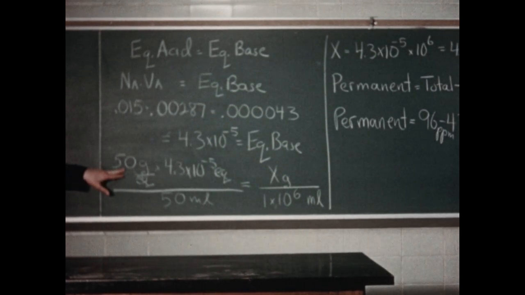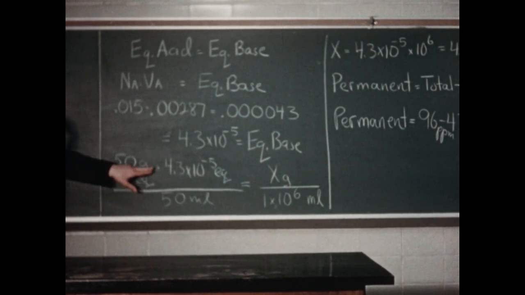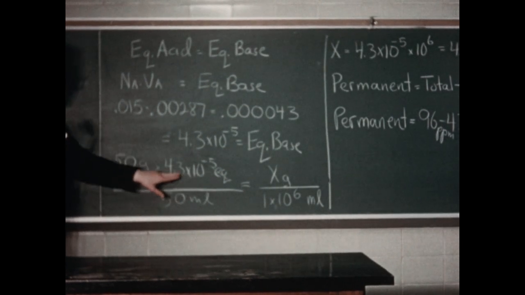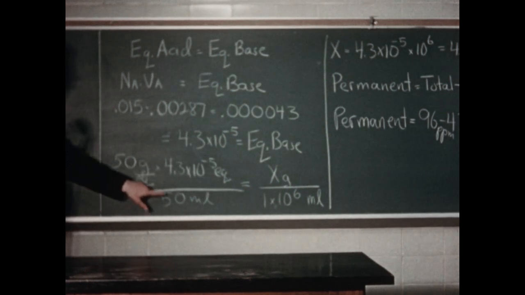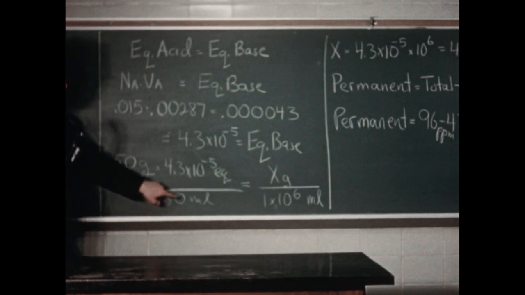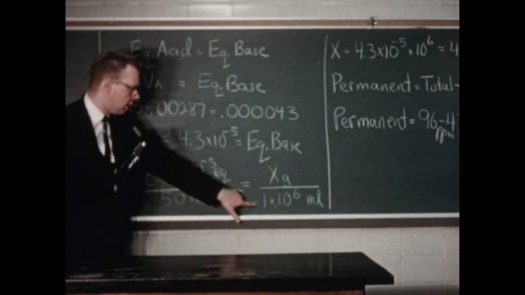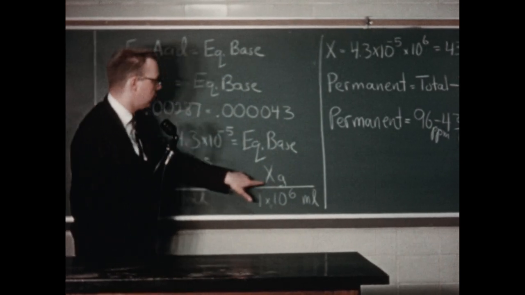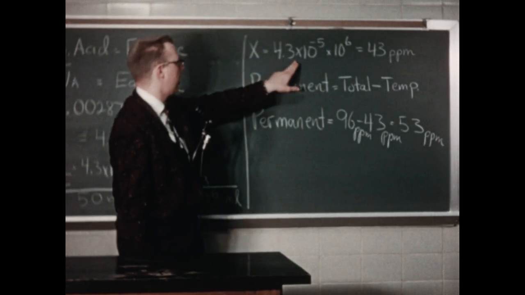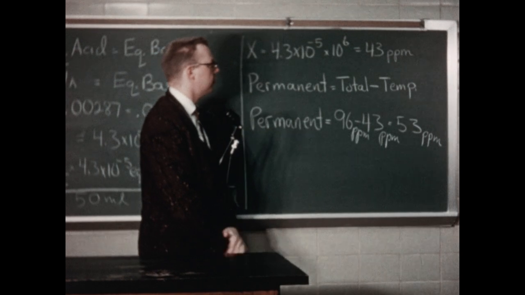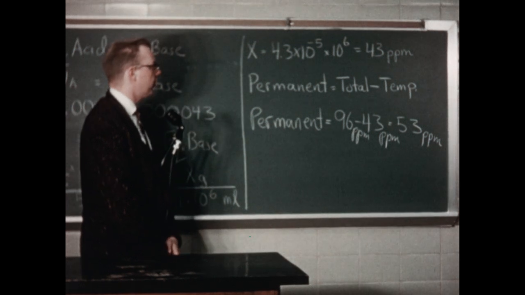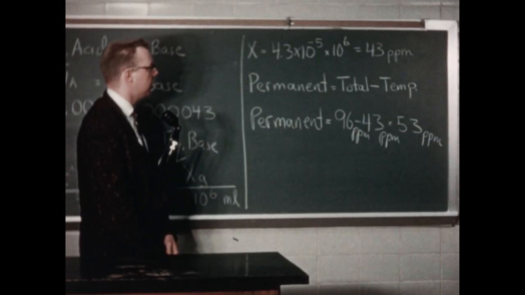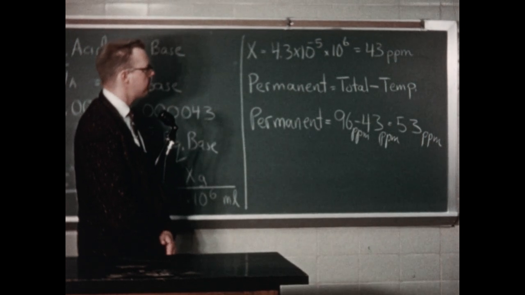Well, the equivalent weight of calcium carbonate is 50. So we multiply the gram equivalent weight, 50, times the number of equivalents present. This will give us the number of grams of calcium carbonate present in 50 milliliters of the solution. And we want to know how many grams are present in a million milliliters. In solving this equation for X, we find that 43 grams of calcium carbonate would be present in 1 million milliliters of this solution, or that the hardness, then, on the calcium carbonate scale is 43 parts per million.